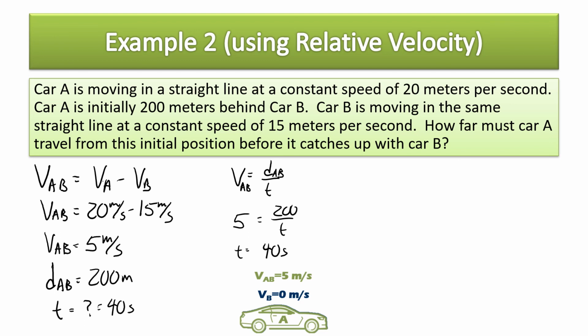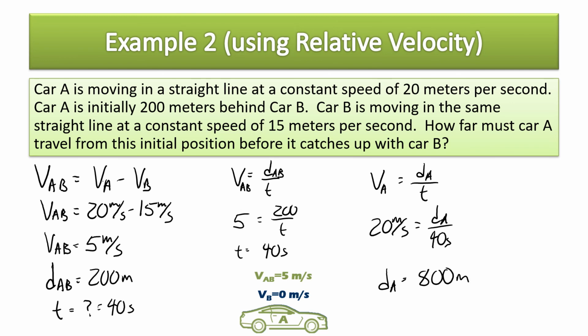Let's look at Earth's frame of reference again. The velocity of A, the distance that A travels relative to the Earth, and now we know the time. A is traveling at 20 meters per second relative to Earth. We're looking for how far it goes, but we know that this motion takes 40 seconds to complete. You cross multiply and you get the same answer, 800 meters. So that's two different ways to do the same kind of tricky problem. You have to use some critical thinking.